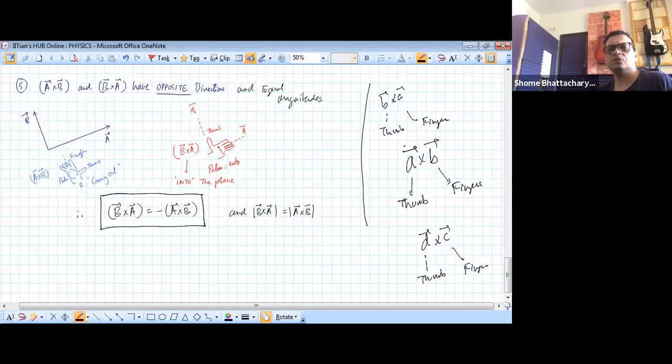No, it is not left hand palm rule, right? It is right hand palm rule. Have I written left hand palm rule anywhere, Hitanshu? Then why are you asking like that? But this principle I have written down here, no? Shikhar, this principle I have written down, that B cross A is minus of A cross B.